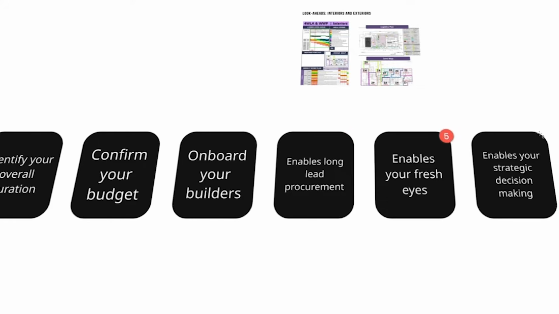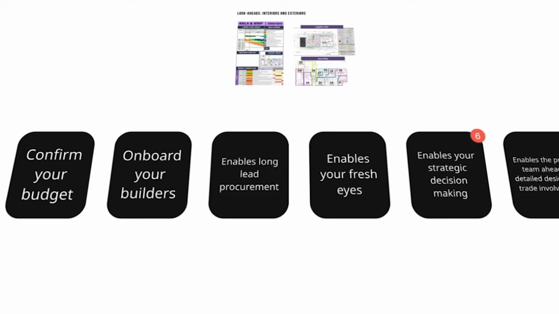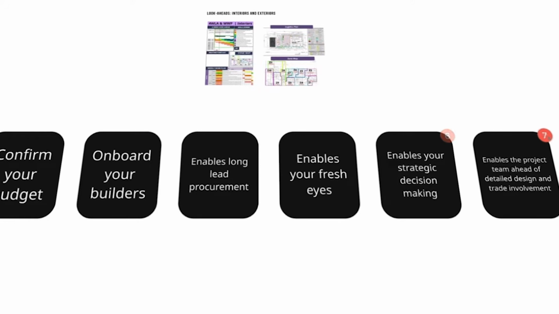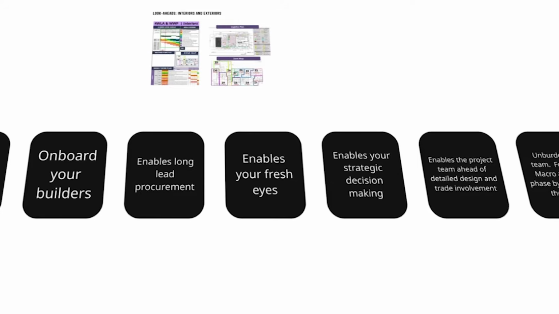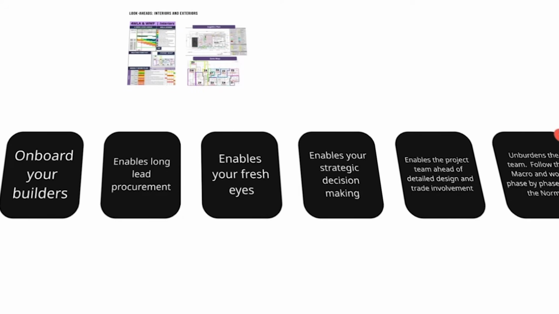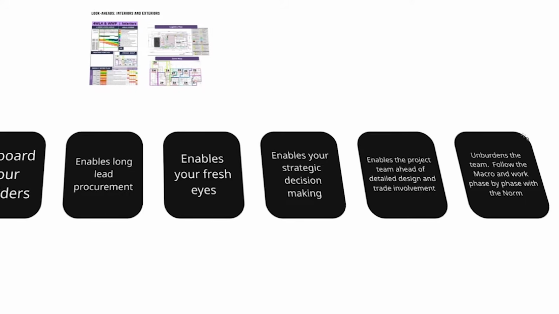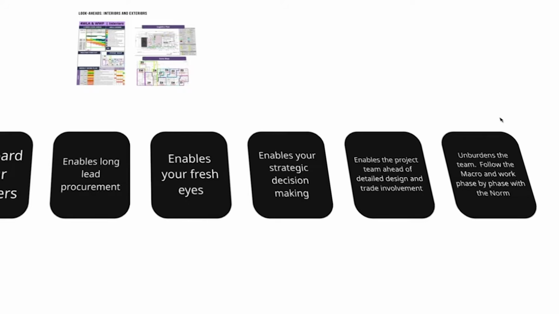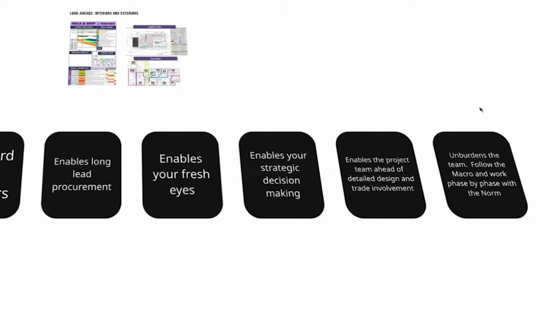This enables your fresh eyes so you can make sure that you review it properly. You're able to look at strategy, and it makes sure that the project team has enough of a detail to involve trades. And here's the most important part. If you have a macro, then you don't have to stress about doing a number of pull plans all at once. You really can just focus and then work phase by phase for the norm. These will come in and become much more clear as we go along.